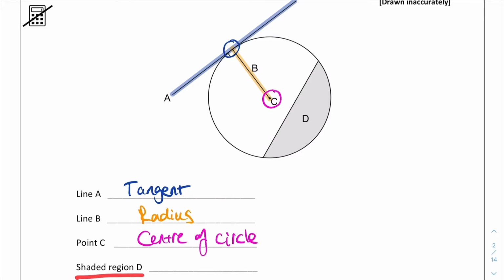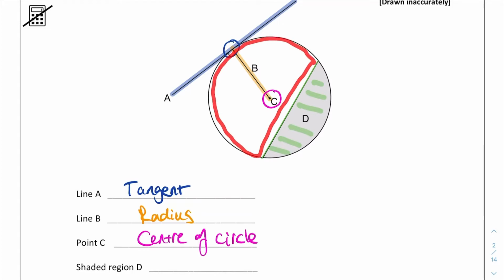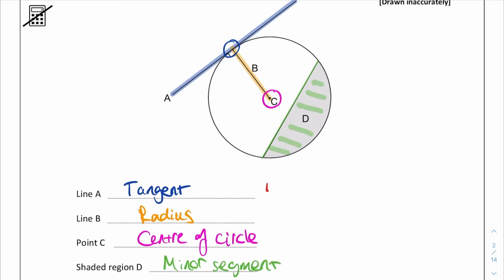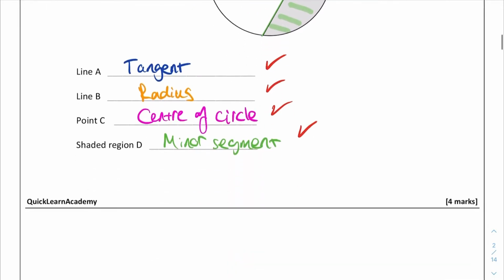Lastly, let's look at shaded region D, which is this region over here. This region is split by this chord over here. The chord splits the circle up into 2 segments. This segment over here is the major segment because it's larger, and this segment over here is the minor segment because it's smaller. So shaded region D is going to be the minor segment. And those are 4 easy marks.